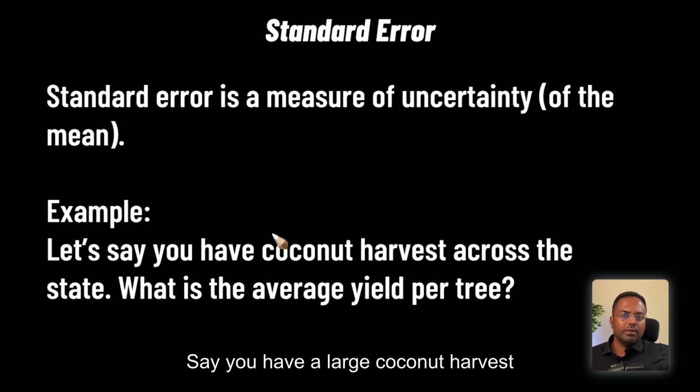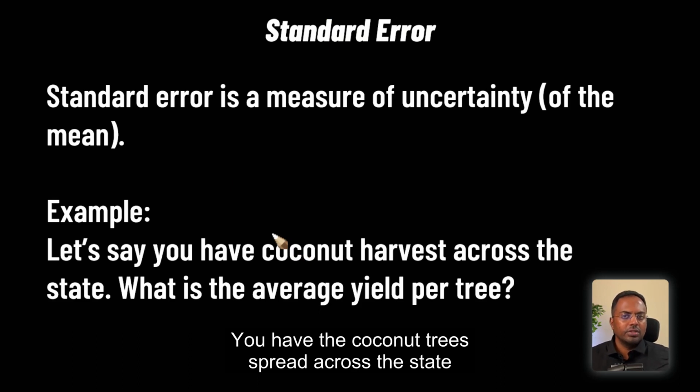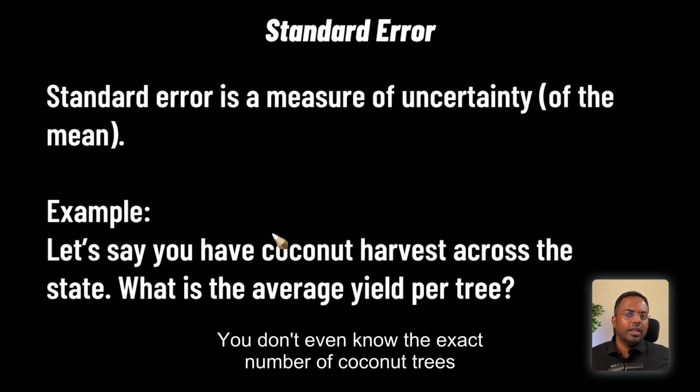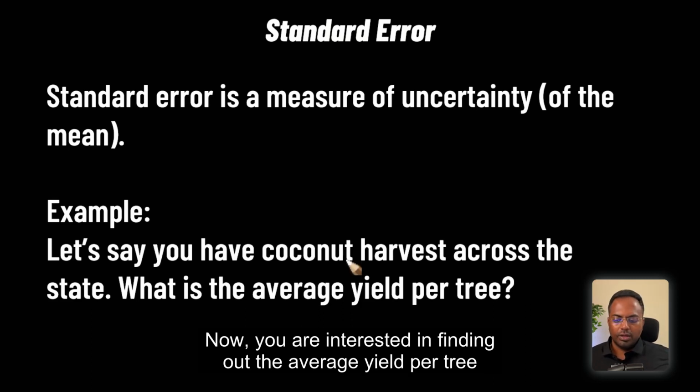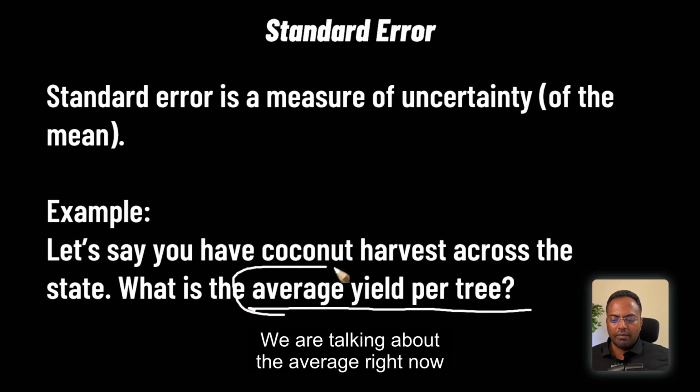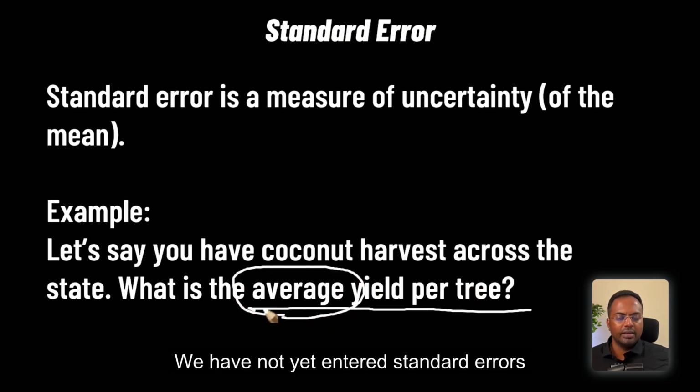Say you have a large coconut harvest. You have the coconut trees spread across the state. You don't even know the exact number of coconut trees. Now you are interested in finding out the average yield per tree. We are talking about the average right now, right? We have not yet entered standard errors.